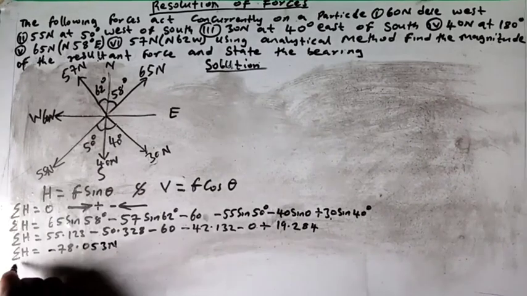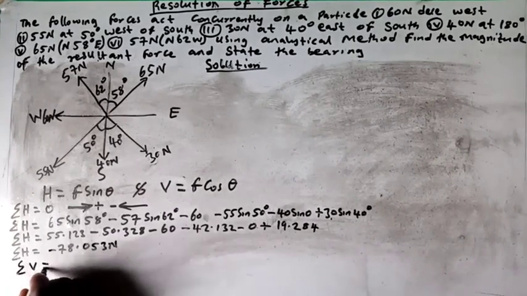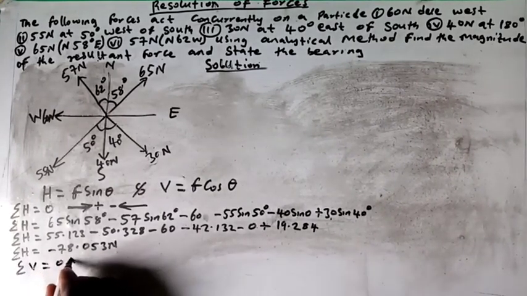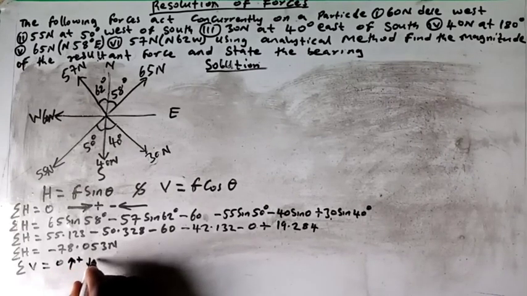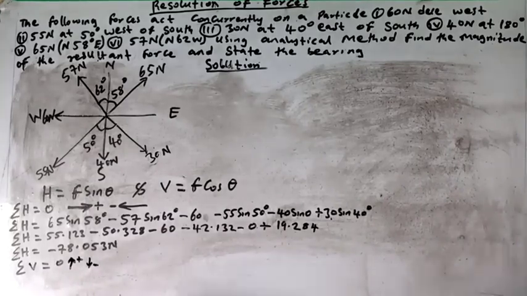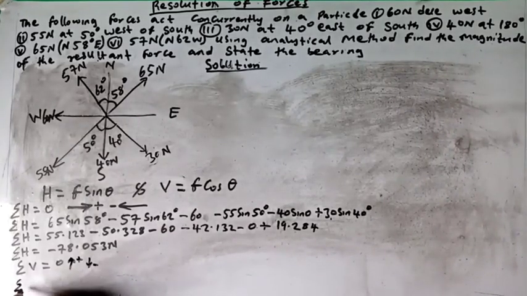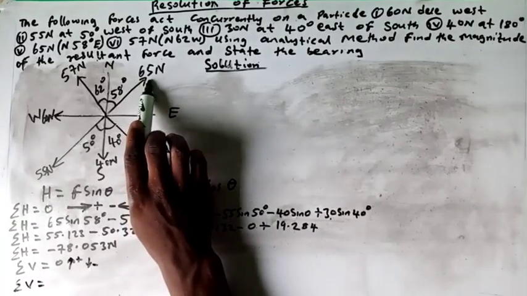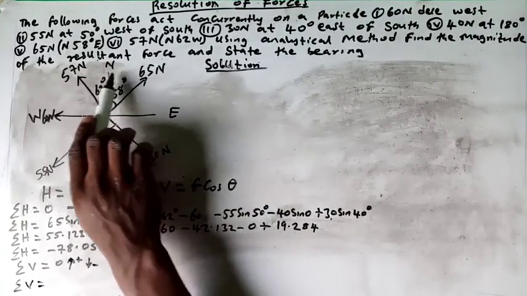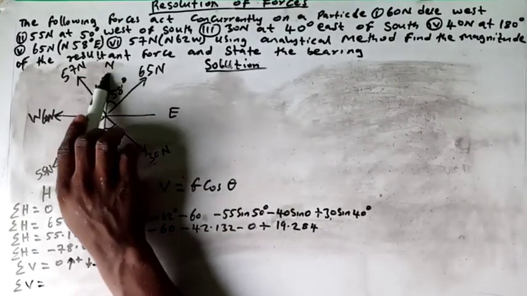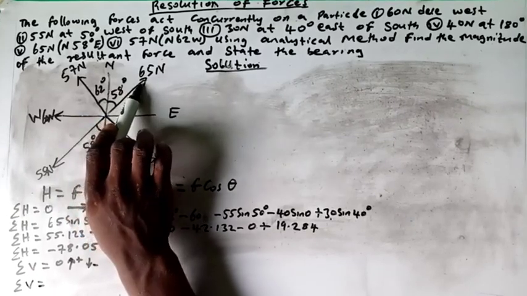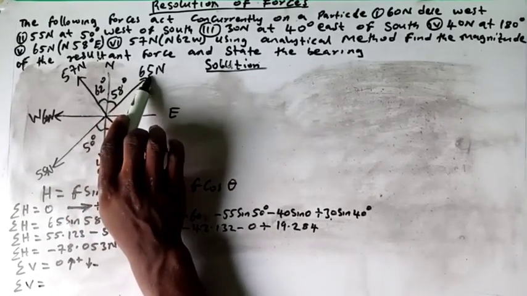So our summation of V is equal to 0, such that upward forces are positive and downward forces are negative. So our summation of V will now be equal to the first force, 65 Newton. If we close this angle by dragging this to this direction, the arrow points towards the positive direction. Therefore, this 65 Newton is positive.